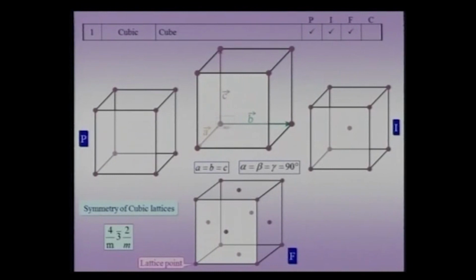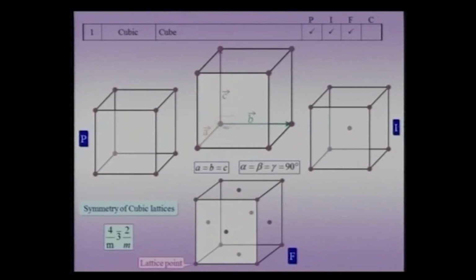Okay, so let us start with the cubic lattice. As we saw in the cubic lattice, the shape of the unit cell is a cube as shown in the center. There are 3 kinds of centerings or additional lattice points possible. Only 2 of them are present, 1 is missing. So you have the primitive, the body centered and the face centered. No C centering is possible. And we can also ask the question, why is this C centering not possible?